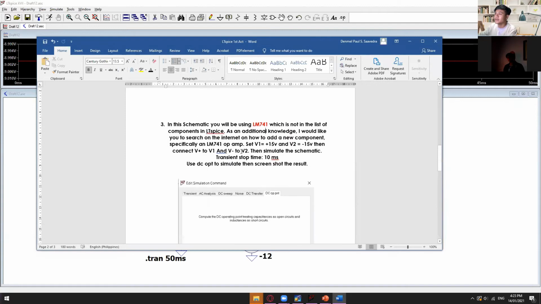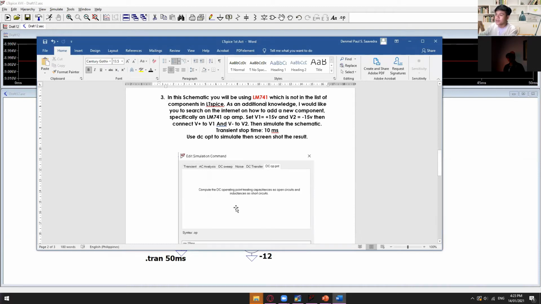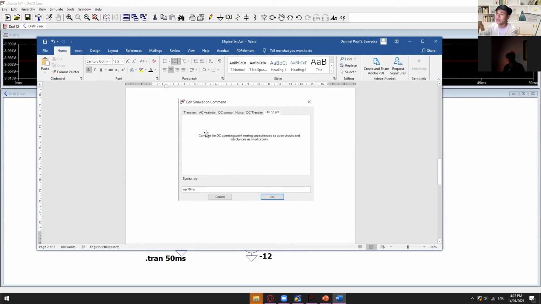And then, gagamit kayo ng DC operating point. Okay? So, DC op yung gamitin nyo. So, skip nyo tong transient. Punta kagad kayo sa DC op. And then, kung ano man yung result na na-print out na ito, kapag clinic nyo yung run, yun yung kukunin nyo, yun yung screenshot na kukunin nyo.